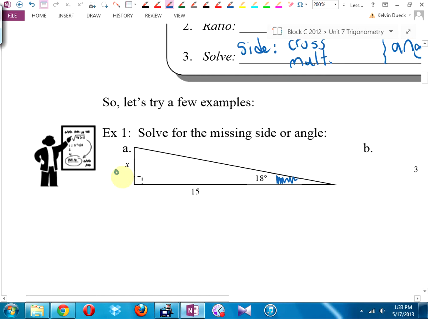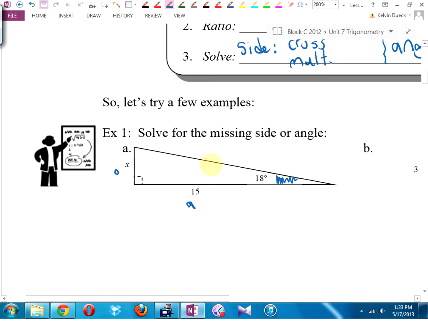What's the 15? Adjacent. Now, I do see some teachers, when they teach trig, tell their kids, always label all 3 sides. Don't write this down. There's a reason I leave that blank. I think if you put the H there, it becomes more confusing. Leave the blank side blank, and I'll show you why.